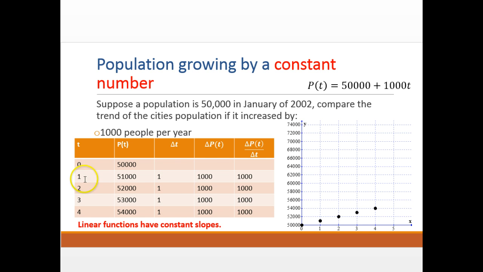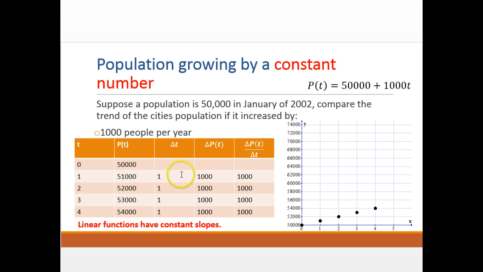From 1 to 0 is 1 year, from 2 to 1 is 1 year. The delta p of t is 1,000: 51,000 minus 50,000, 52,000 minus 51,000. So the delta p of t over the delta t is 1,000. It's constant each time. This is an example of a linear function.